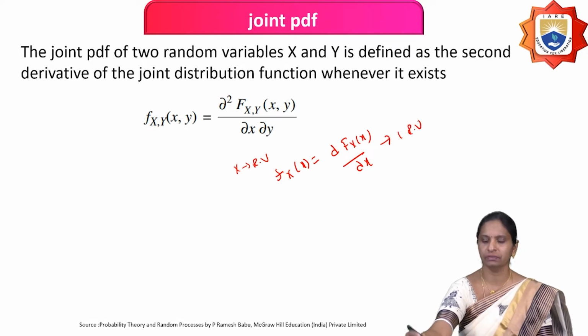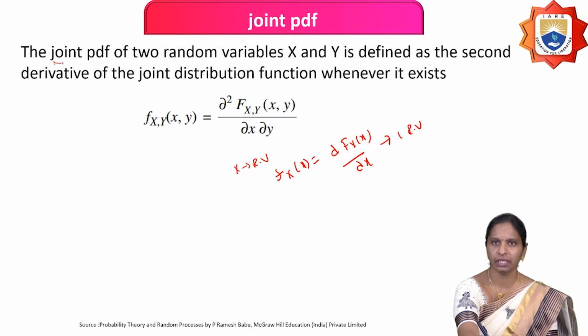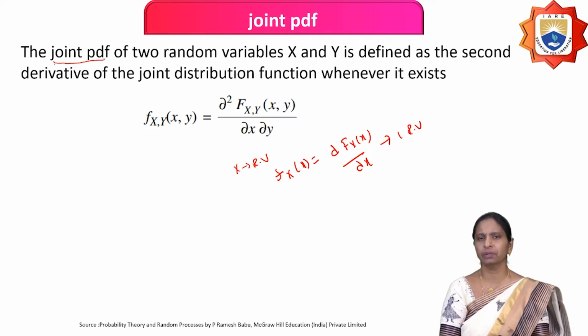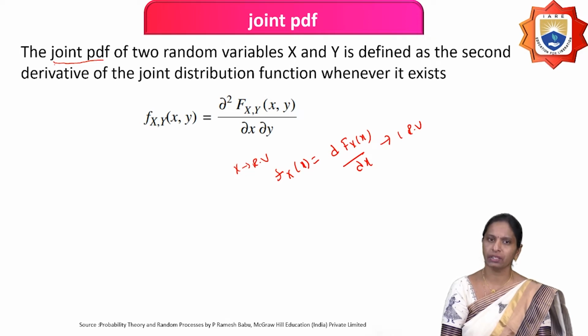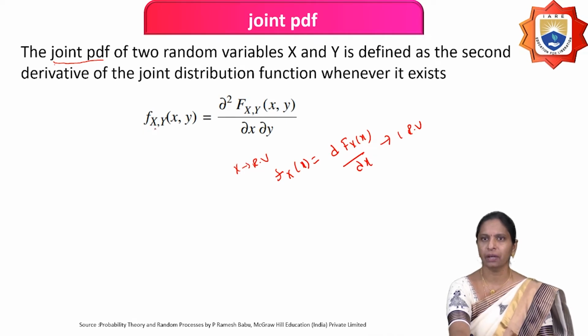Now, if we want the density function for more than one random variable, then we call it the joint probability density function. Therefore, if x and y are two random variables, and if you want to calculate the joint probability density function of those two random variables x and y, then it is represented by fxy of x comma y is equal to dou square Fxy of x comma y by dou x into dou y.